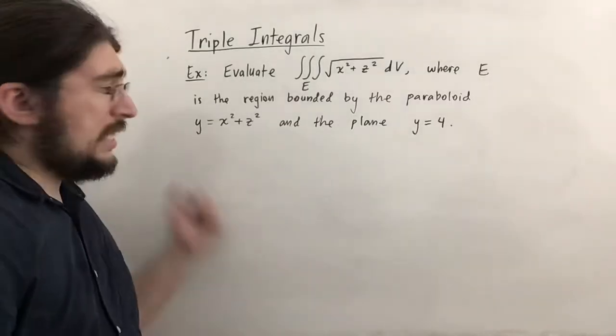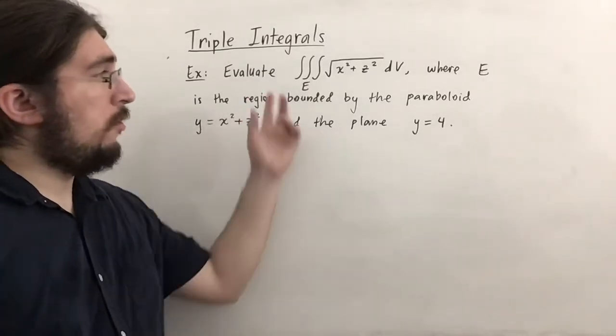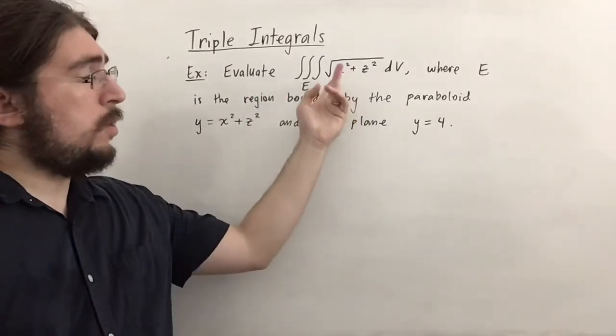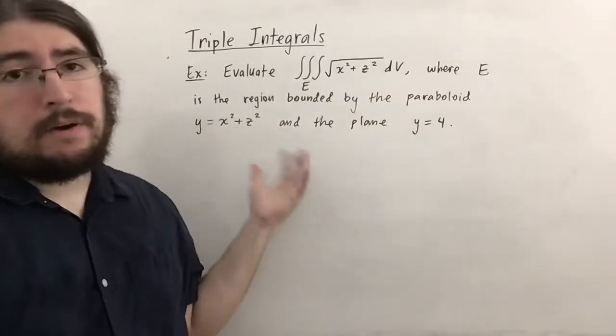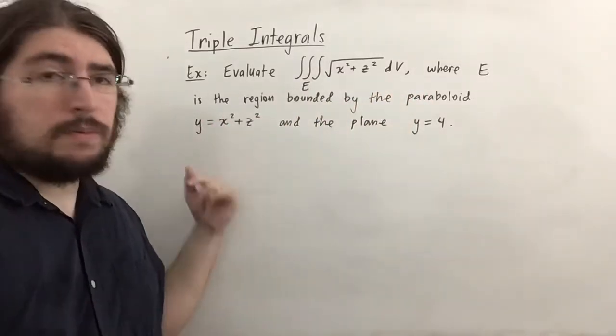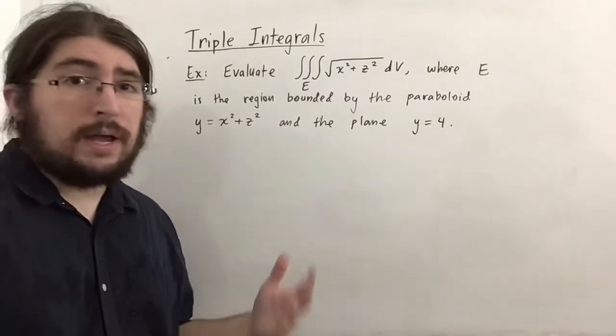Okay, so now for this next example, we're asked to evaluate this triple integral over this region E of the square root of x squared plus z squared dV, where E is the region bounded by the paraboloid y equals x squared plus z squared, and the plane y equals 4.